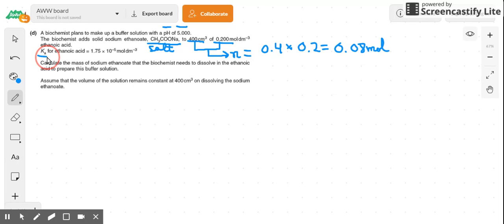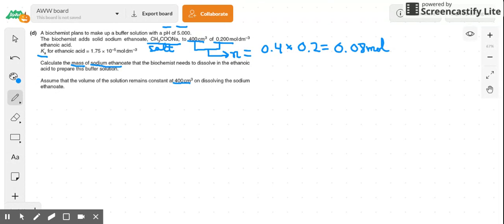They give us as well the Ka of ethanoic acid, and they want us to calculate the mass of the salt that we need to prepare the buffer solution. And the total volume is going to stay constant at 400 centimeter cube.